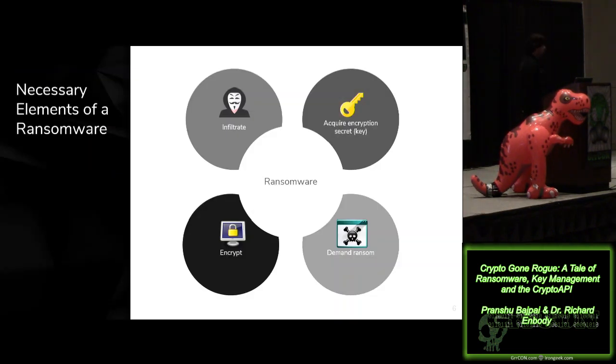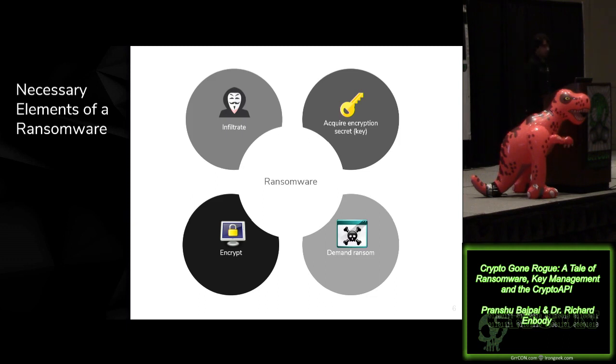So we all know the necessary elements of a ransomware. I'll go over this very quickly. The first thing is to infiltrate the computer. There are a lot of attack vectors here. You can do social engineering, phishing, or you can exploit a vulnerability like Eternal Blue and spread like a worm, or exploit weakly secured RDP sessions. So whatever you need to do to get into a host.